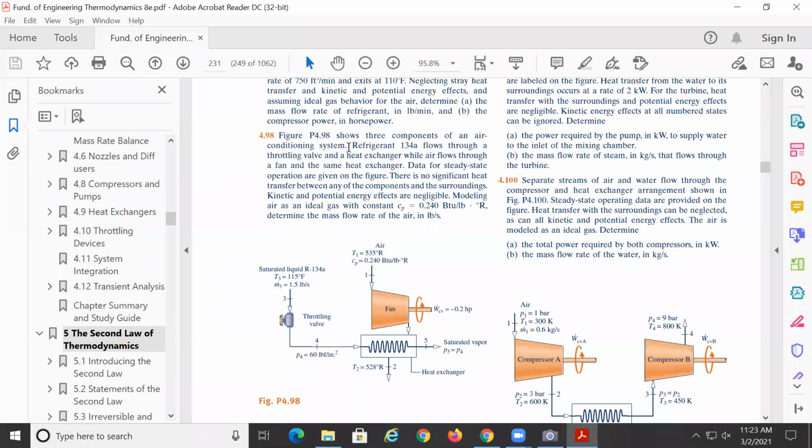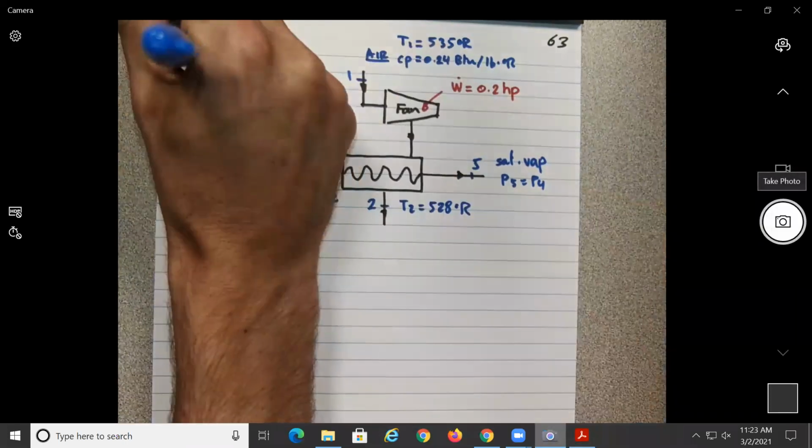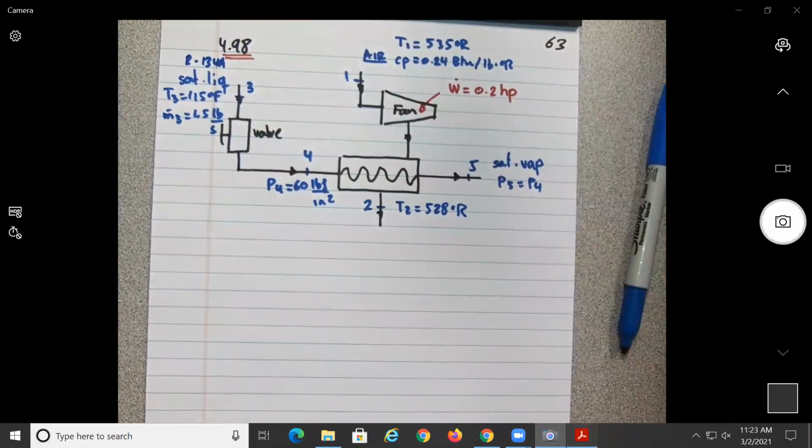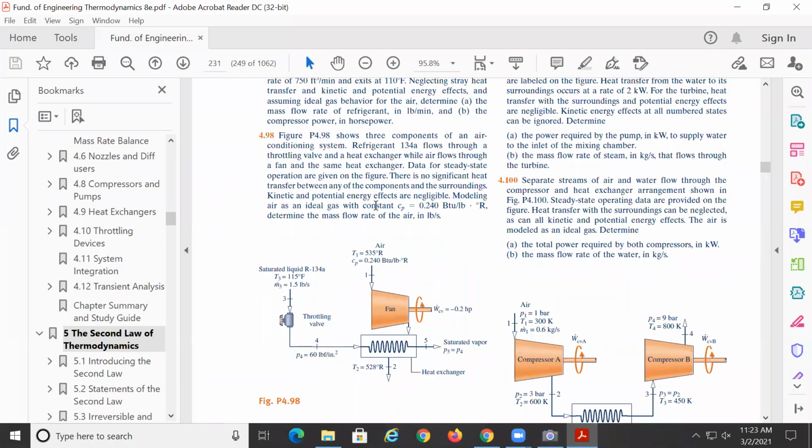So from figure 498 shows 3 components. So the valve, the fan, and the heat exchanger of an air conditioning system. Refrigerant 134. So I forgot to put on my figure here. This is refrigerant 134A. So we know the substance. Flows through a throttling valve and a heat exchanger while air flows through a fan, okay, and the same heat exchanger.